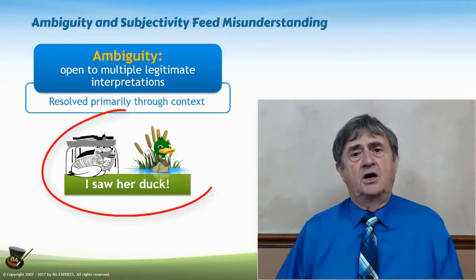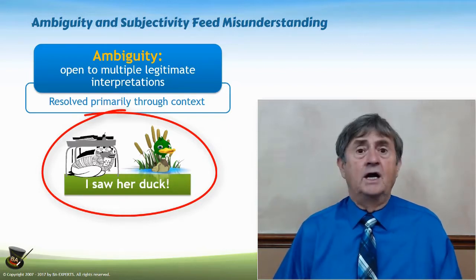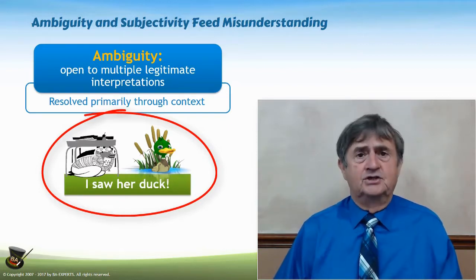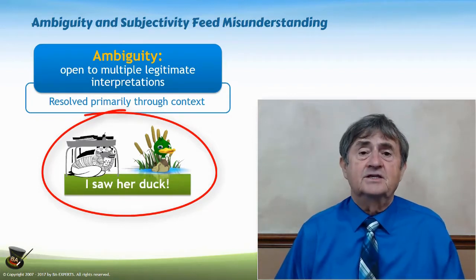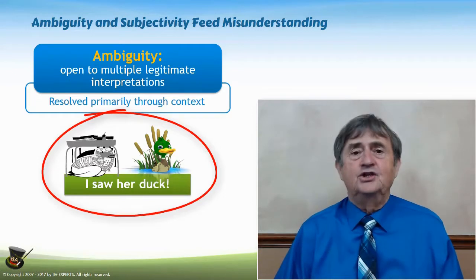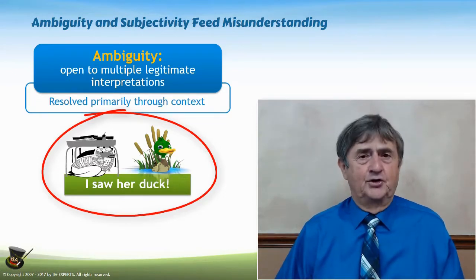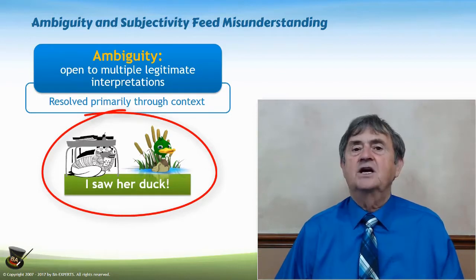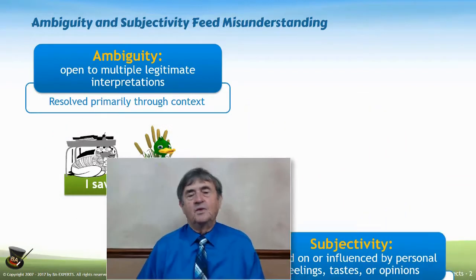The example here: I saw her duck. What does that really mean? Without context, I have no idea what that means. It could mean she's under something, or it could mean she has an animal, or there are several other things that it could mean. She's being shot at and she's ducking down to make sure that it misses her. So there are many different interpretations that I could give to that. Unless I know the context of that statement, I have no way of knowing what it really means.